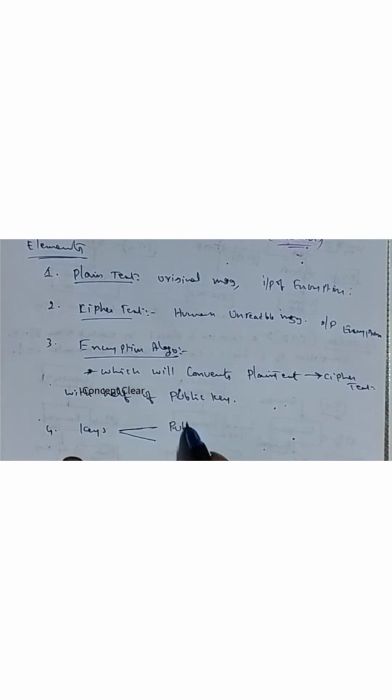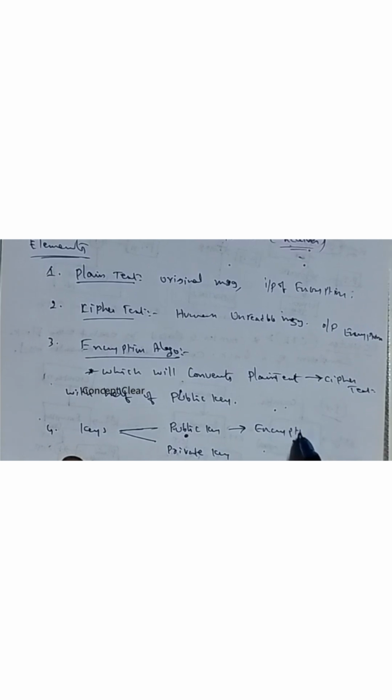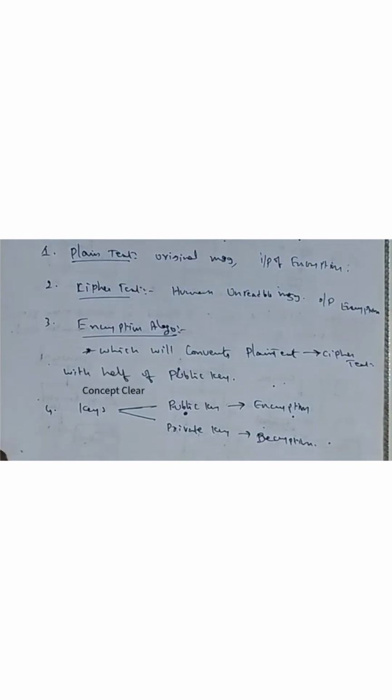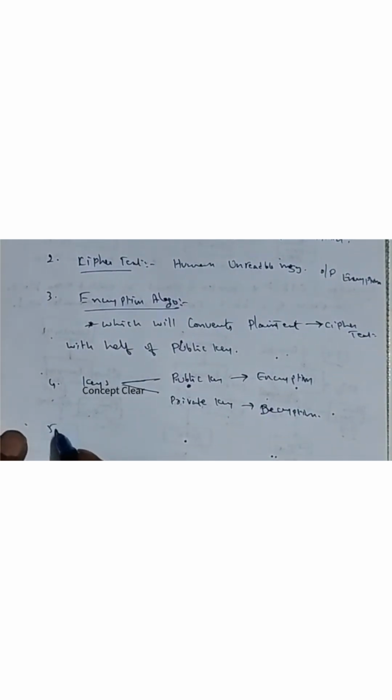And the next element is keys. Here, what is the key? Key means here we have two keys. The first one is the public key. The second one is the private key. The public key is used for encryption, and the private key is used for decryption.